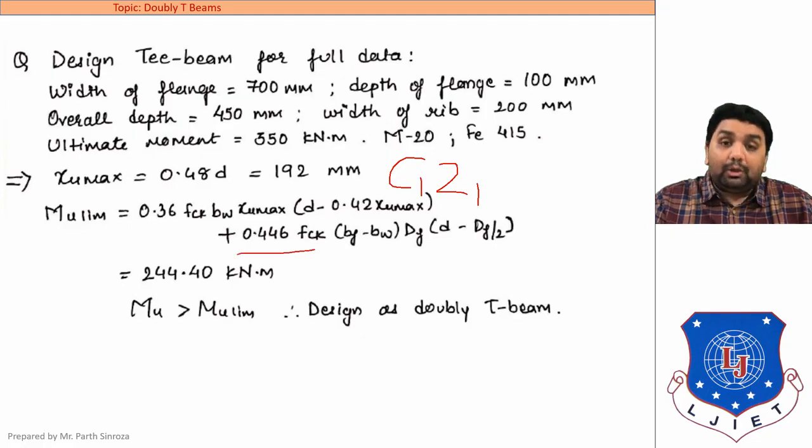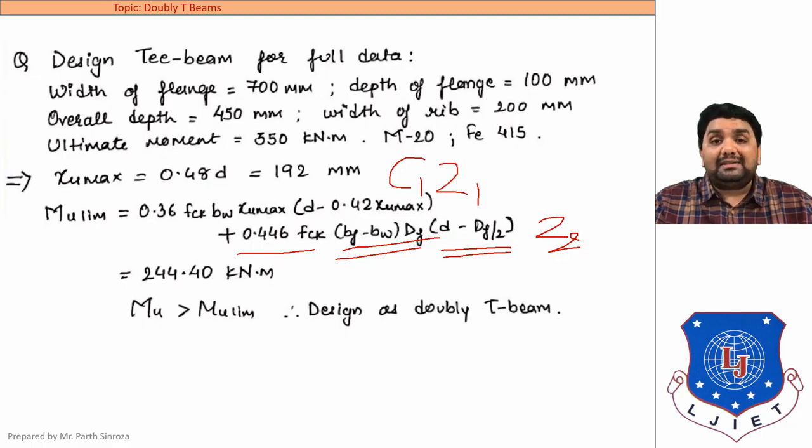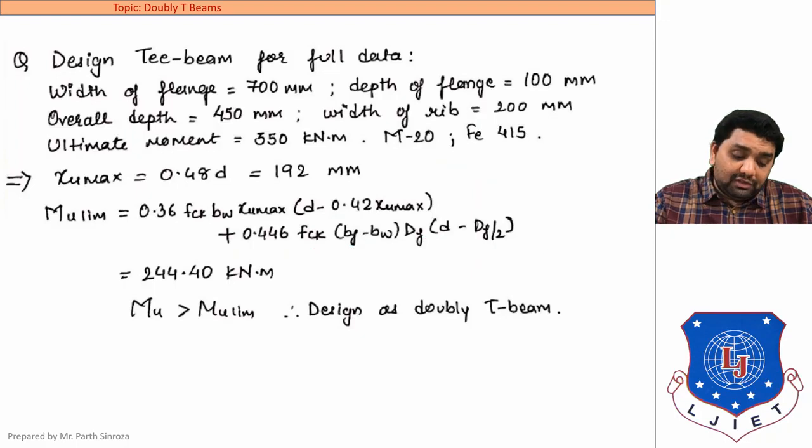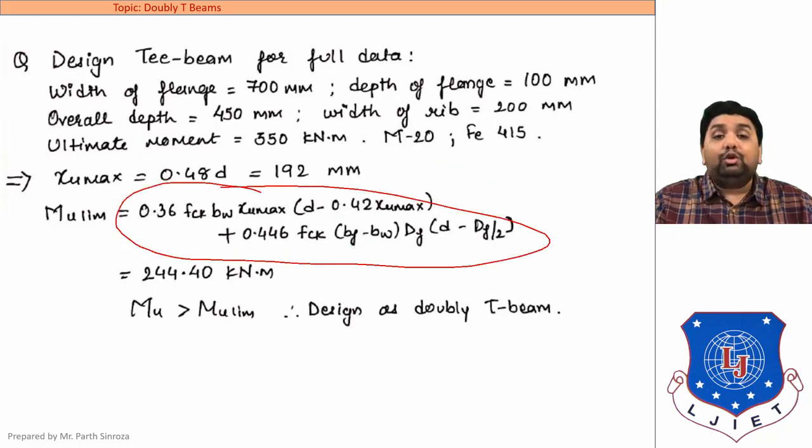And this will be due to our WR portion, that means the second case that we have seen, 0.446 fck will be the stress component, and this will be our area, clear? And this will be our Z2 for WR sections. We have already proved this in WRC beams. So for finding Mu lim, we will always use this equation, and we won't be using 0.138 fck bd square or 0.148 fck bd square, clear?